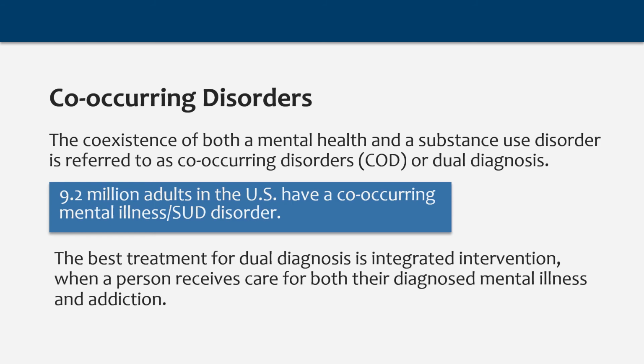People experiencing a mental health condition may turn to alcohol or other drugs as a form of self-medication to improve the mental health symptoms they experience. However, research shows that alcohol and other drugs worsen the symptoms of mental illness. The best treatment for dual diagnosis is integrated intervention, when a person receives care for both their diagnosed mental illness and substance abuse.